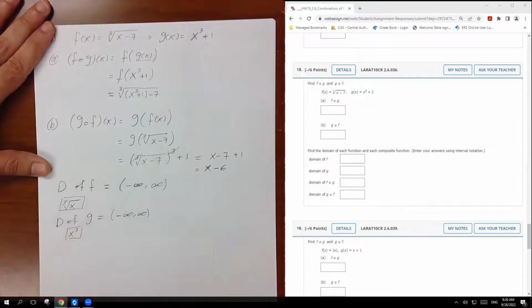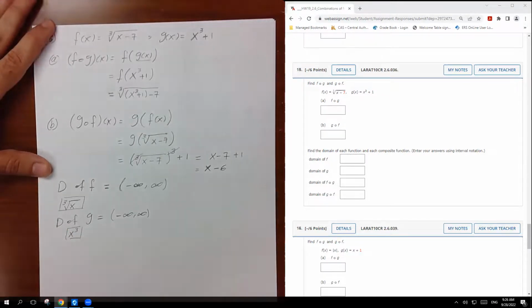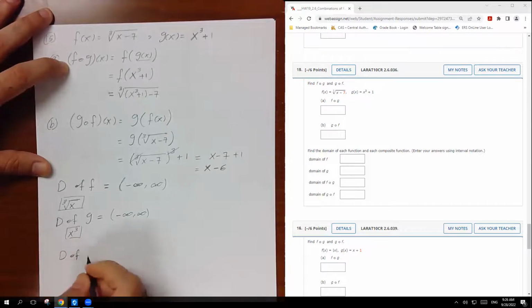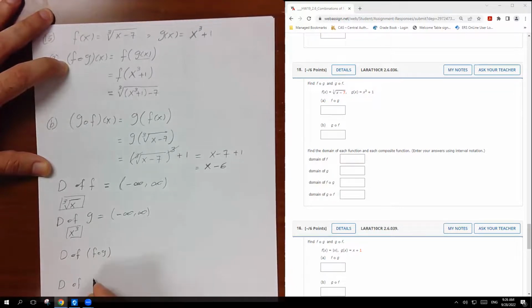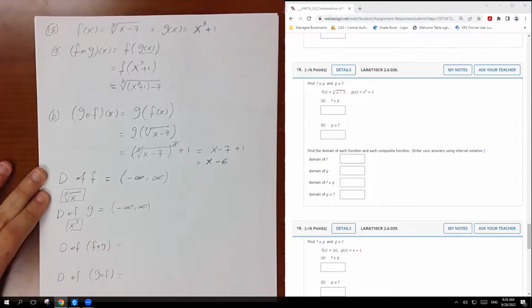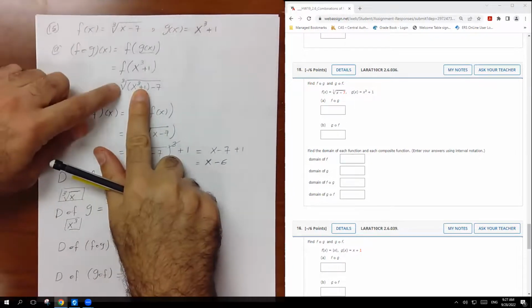The next one, the domain of F circle G. That's the domain for F composite with G. And the last one, the domain of G composite with F. Let's check the domain for these two functions. That means we have to study the new functions. The new function, which is this one, is exactly the same.